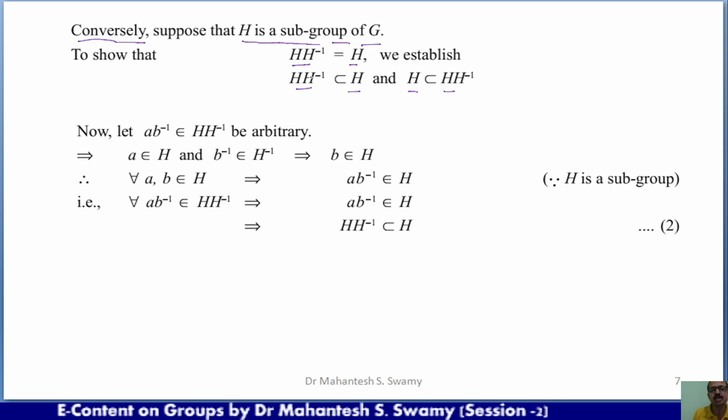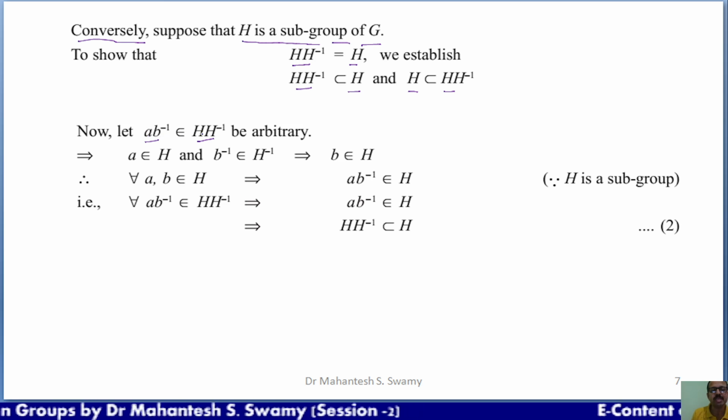To prove that H H inverse is a subset of H, consider any arbitrary element of H H inverse. What type of elements will be there in H H inverse? a b inverse type of elements will be there. I have just now told you, an element of H and an element of H inverse. That is, b inverse is the element of H inverse. So a b inverse is an arbitrary element of H H inverse.